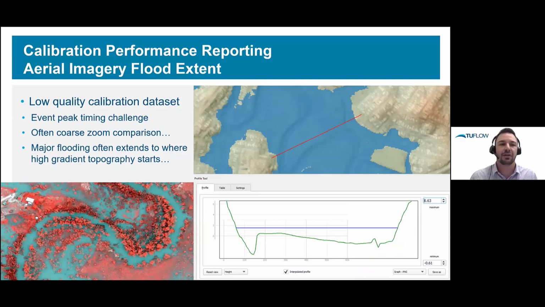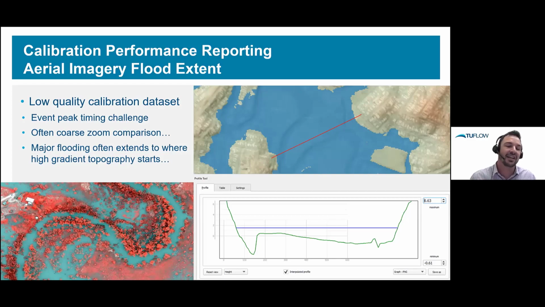Before we close out, I'd probably just like to talk about aerial imagery. I actually class this as a low quality calibration data set. There's a couple of reasons for this. The challenges with getting an image right at the peak, that's one thing. Secondly, more often than not, you'll find when people do comparisons against the aerial imagery, they do it from quite a zoomed out extent. And I can tell you from firsthand, it's pretty easy to make a poor result look good when you're looking at it from quite a zoomed out extent.